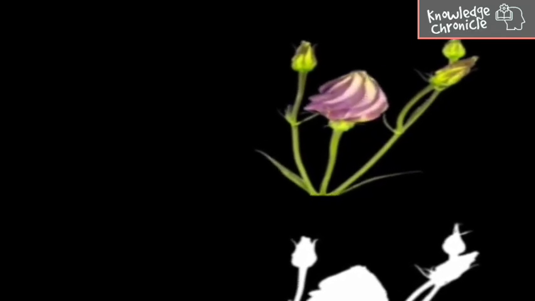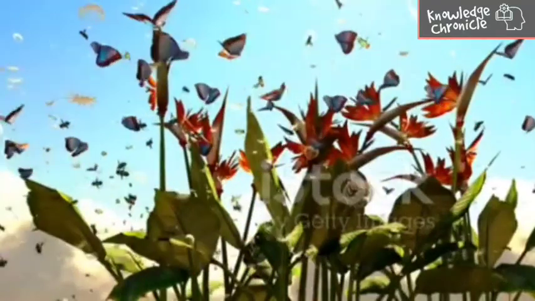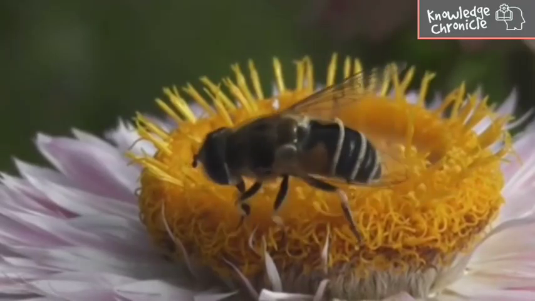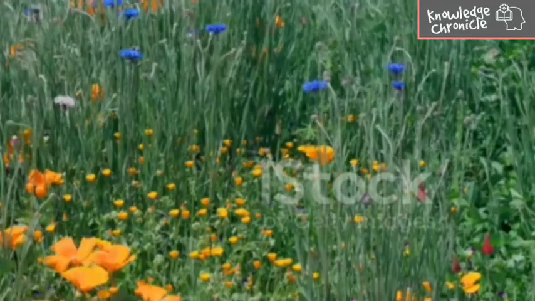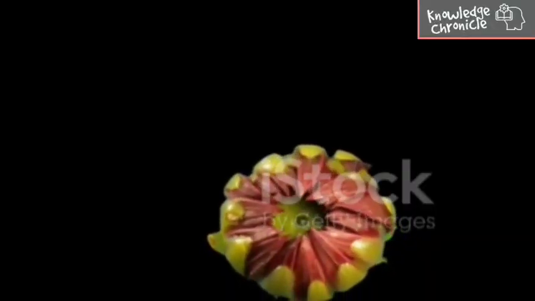Flowers are not just for pollination and reproduction, they play an essential role in maintaining ecological balance. From being a source of food for pollinators to giving us fruits and seeds, their contribution is immeasurable. That's all for today on Knowledge Chronicle. I hope you now see flowers in a new light, as complex structures of nature designed for survival and beauty.